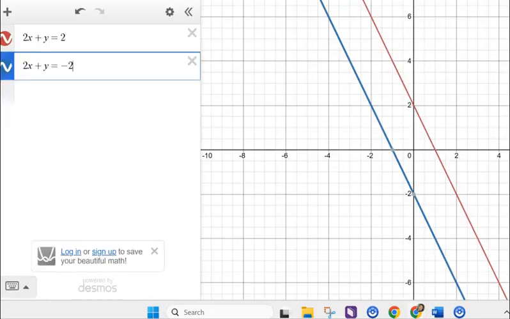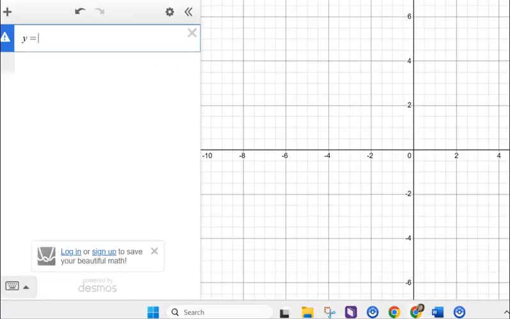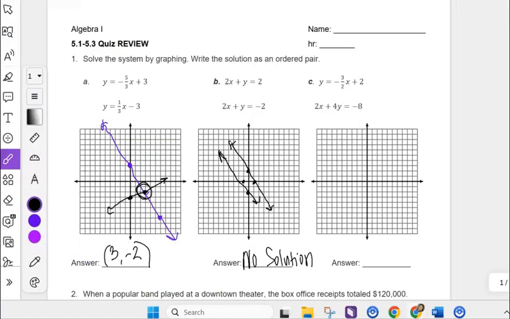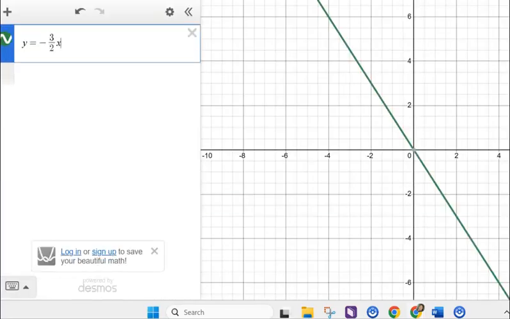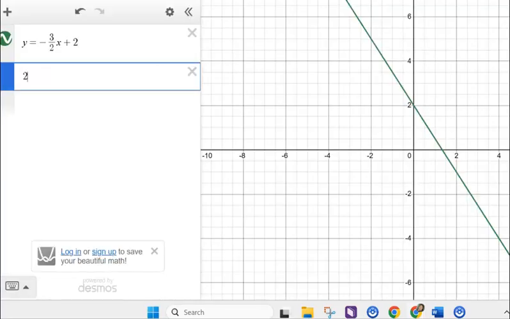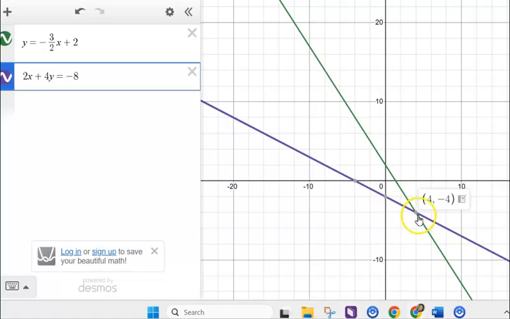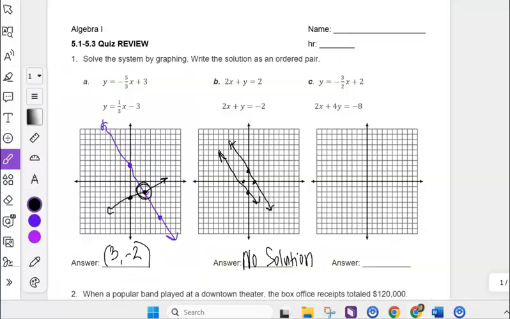All right, so this next one, get rid of those. I'm going to graph both of them first. So y equals negative 3 over 2x plus 2. And then the second one is x plus 4y equals negative 8. So for this, I'm going to look at where they cross. The place where they cross or intersect is 4, negative 4. So that's going to be my solution.